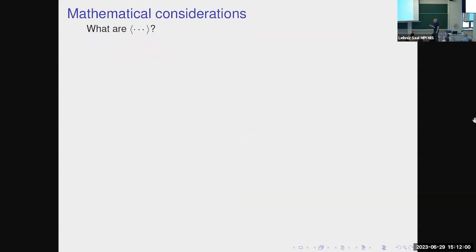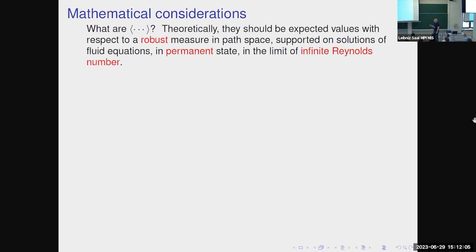All right. So, mathematical considerations, and it's worth spending a moment here. First of all, nice words. Theoretically, these things should be expected values with respect to measures in path space, which are robust. I'll have to discuss that in a little bit. Supported on solutions of fluid equations. They should reflect permanent states. And then we should take the infinite Reynolds number limit.